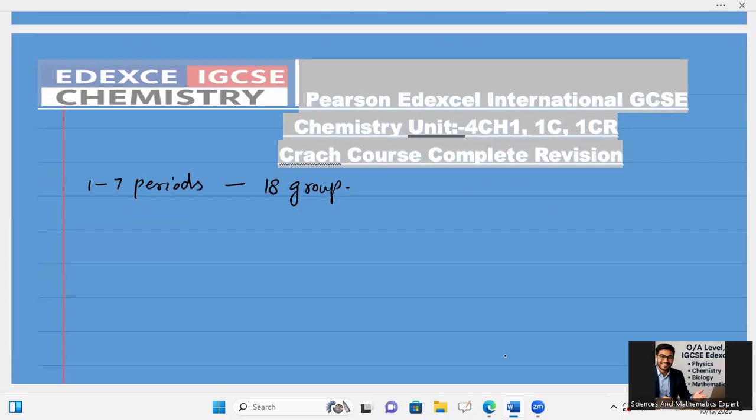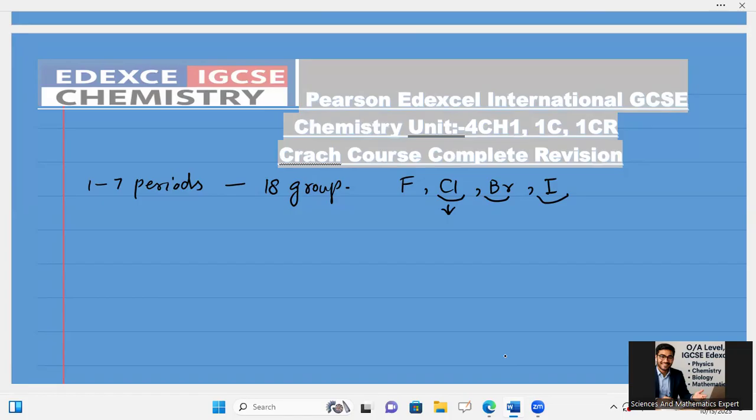Let's go first to the halogen group, the 17th group or group 7: fluorine, chlorine, bromine, and iodine. Astatine is radioactive and should not be discussed in chemistry; it will be discussed in physics. Chlorine is a pale yellow or green gas. Bromine is a red-brown liquid, and iodine is a gray-black solid. That is for halogens.